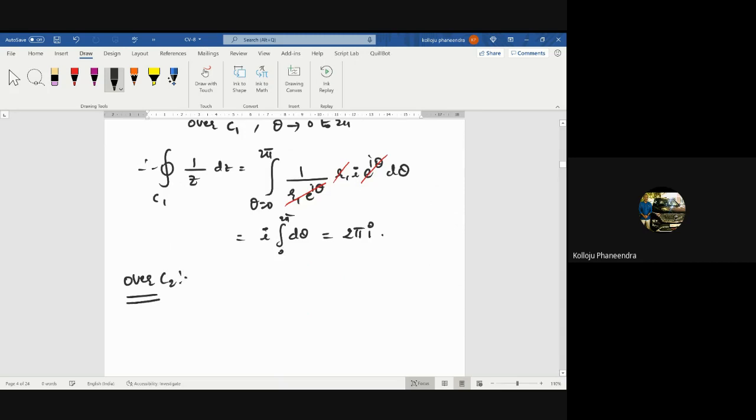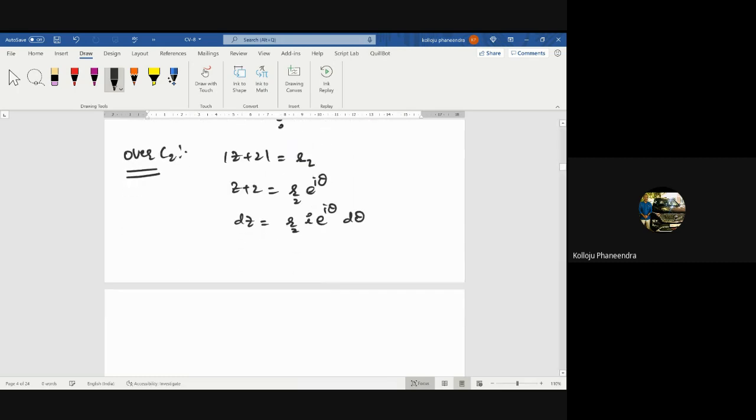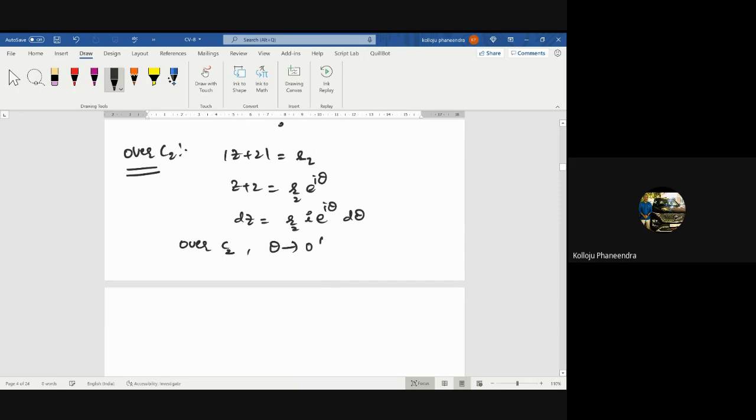Now over C2. What is the C2 equation? Mod z plus 2 equal to R2. So z plus 2 equal to R2 into e power I theta. So dz is equal to R2 into I into e power I theta d theta. And over C2, it is also a circle, so theta varies from 0 to 2 pi.